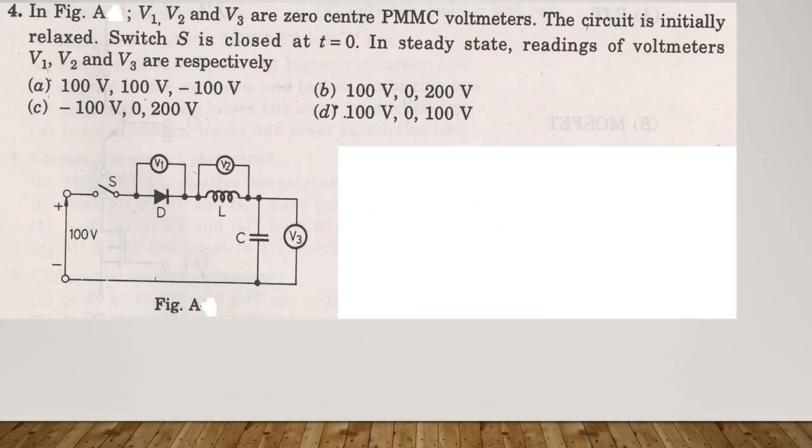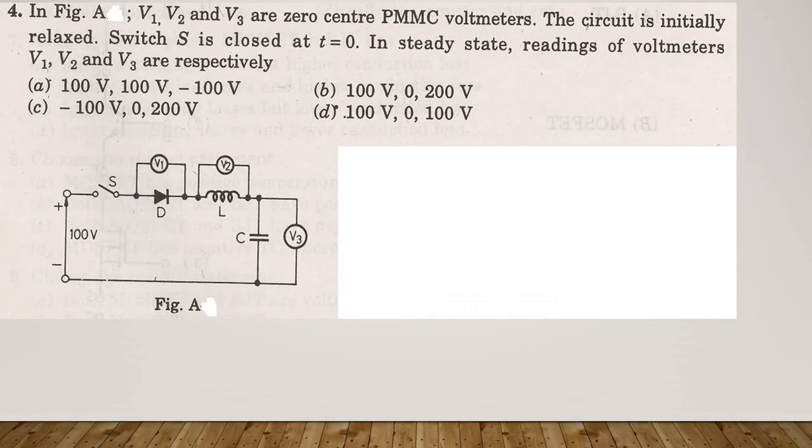Next problem. In figure A, V1, V2 and V3 are zero-centered PMMC voltmeters. The circuit is initially relaxed. Switch S is closed at t equal to 0. In steady state, what are the readings of voltmeters V1, V2 and V3 respectively? PMMC voltmeter is used to measure the DC values of voltage and current.